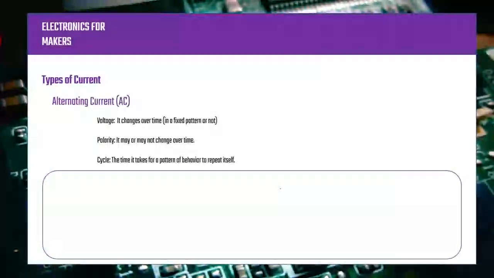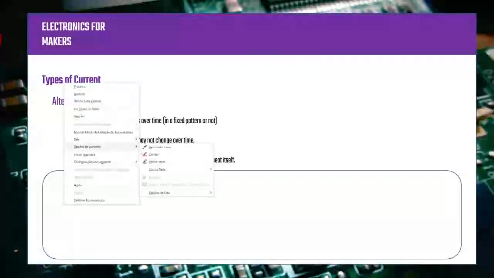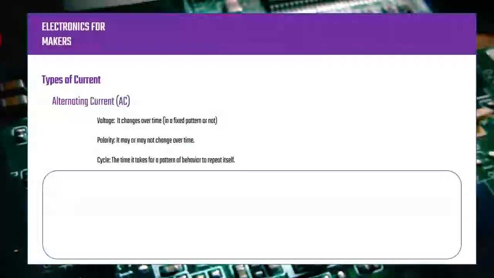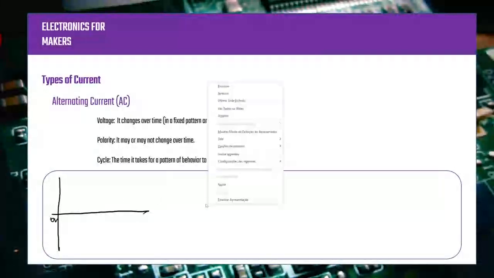Now, alternating current, on the other hand, is a little bit different. So voltage changes over time. And this time, let's start with the graph. The most common kind of graph we're going to see representing alternating current, so this is 0 volts, is what we call a sine wave.